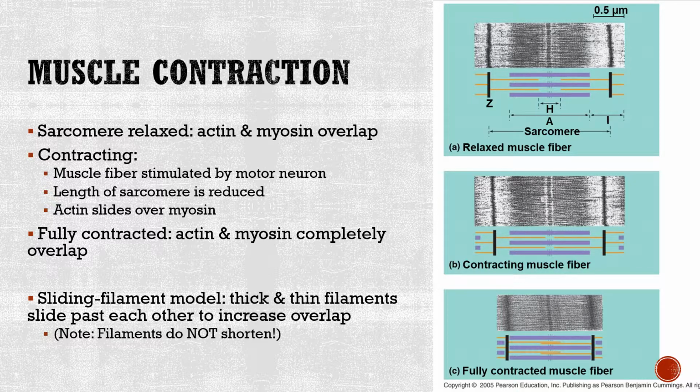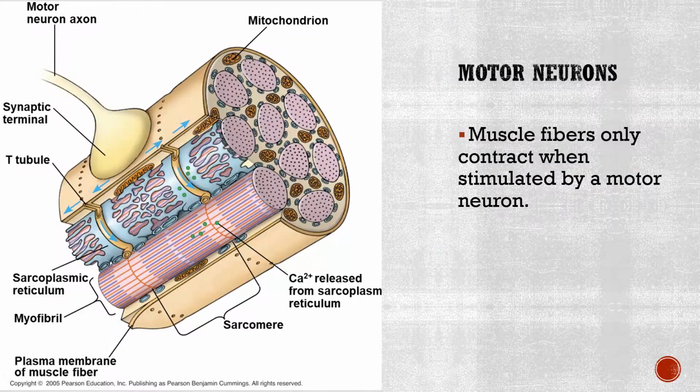Contraction is stimulated by motor neurons. The length of the sarcomere is reduced and actin slides over myosin. When fully contracted, the actin and myosin completely overlap. Note that the thick and thin filaments slide past each other to increase overlap.